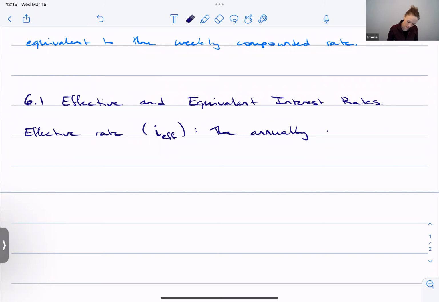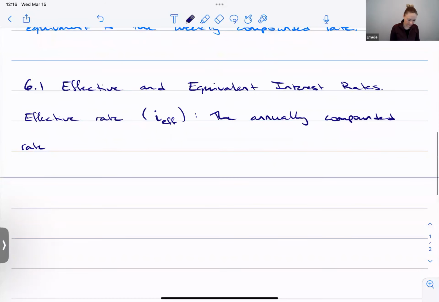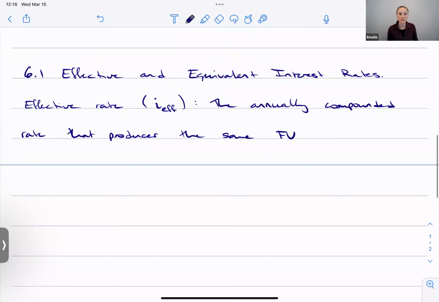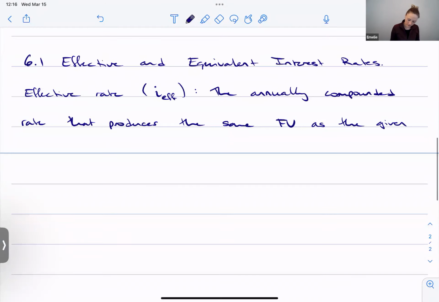So the annually compounded rate that produces the same future value as the given nominal rate.